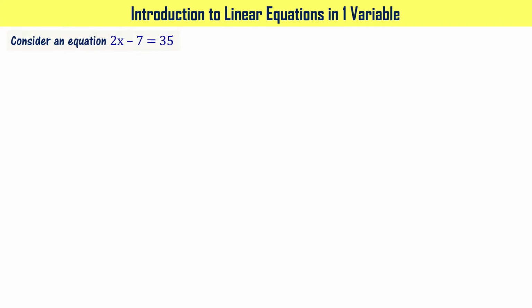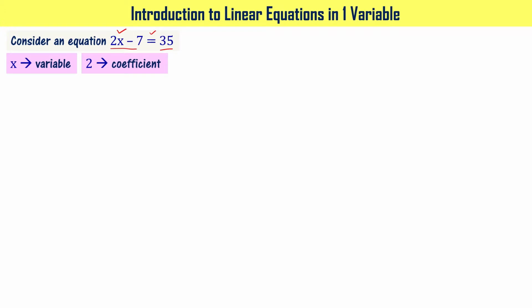Let us consider an equation 2x minus 7 equal to 35. This is called an equation because you have two expressions, 2x minus 7 and 35. They are equated using the equal to symbol, right? Or they are related using the equal to symbol. That is why it is called an equation. Here, x is the variable. For this particular equation, x is the variable.